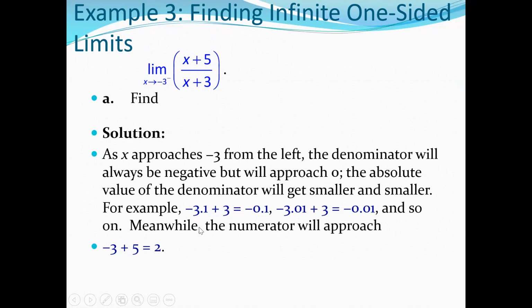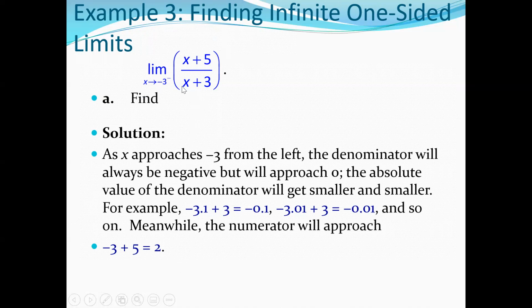So for example, we have negative 3.1 plus 3, which will give us negative 0.1. And then negative 3.01, as s is again going down, plus 3 will give us negative 0.01. And it keeps getting smaller and smaller.